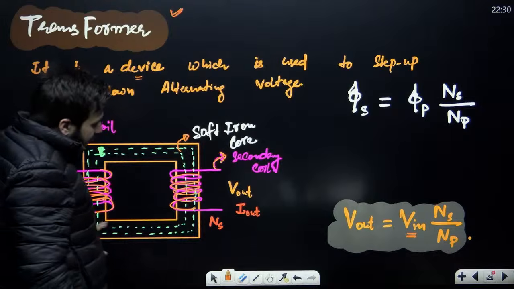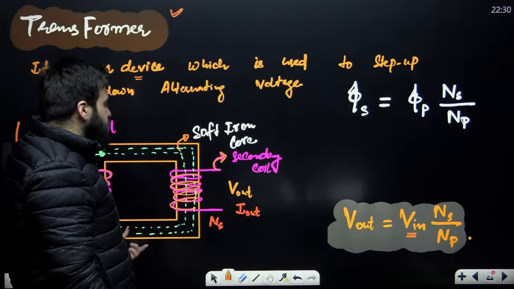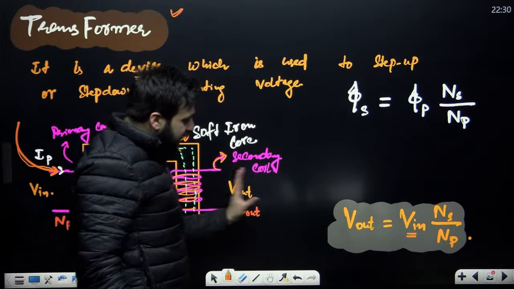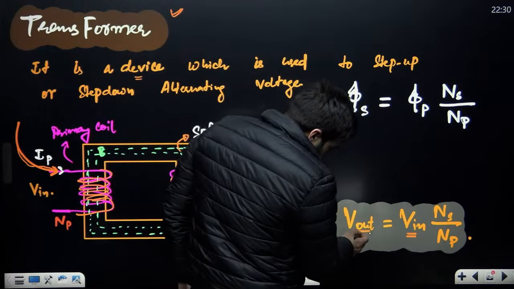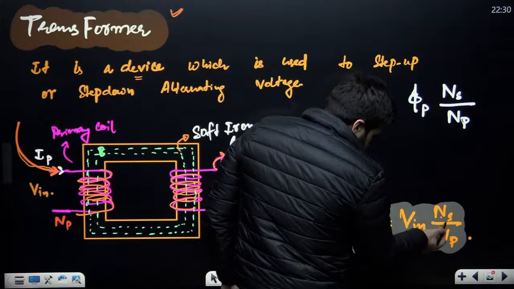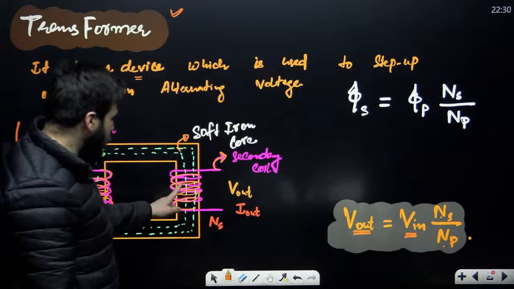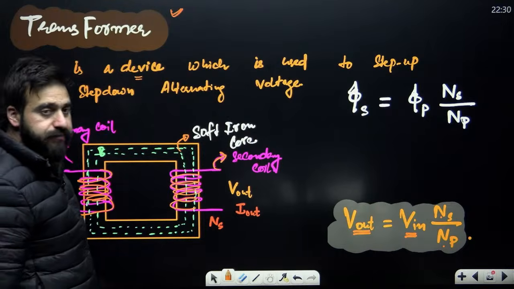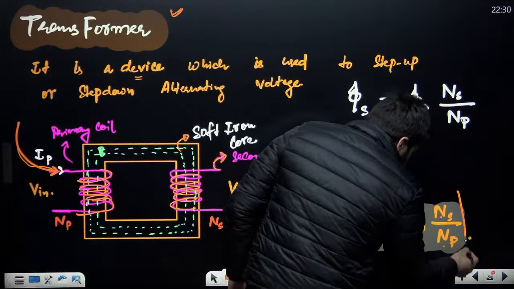Now this supply, the transformer will either step up or step down. That depends upon the voltage. It will send the output voltage. So this output voltage will be equal to input voltage into number of turns in secondary coil upon number of turns in primary coil. NS is the number of turns in secondary upon NP is the number of turns in primary. This is the output produced by the transformer.